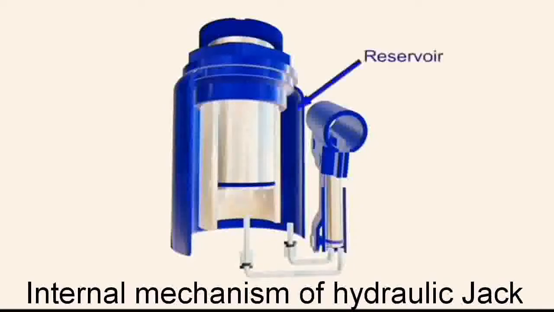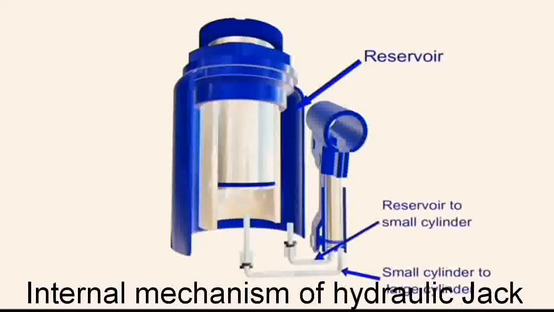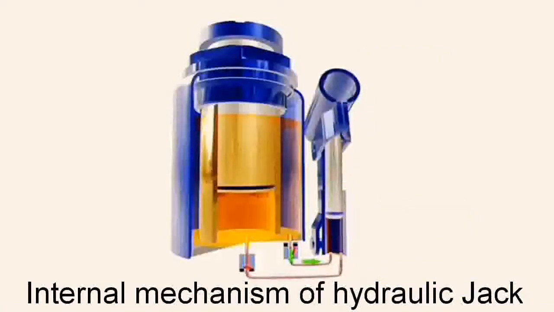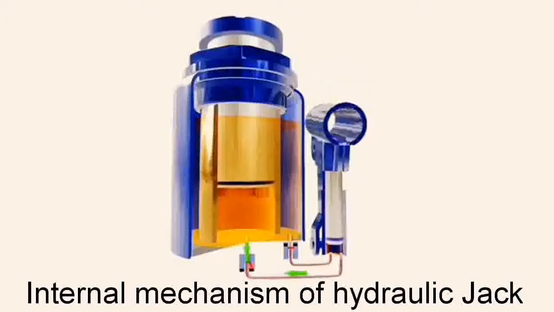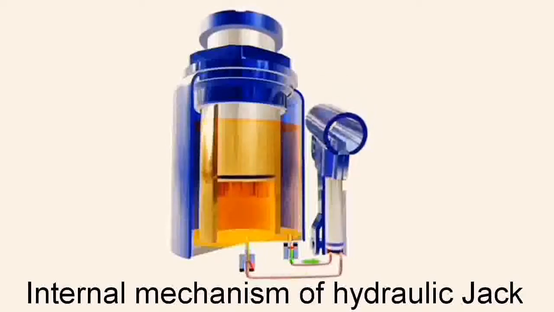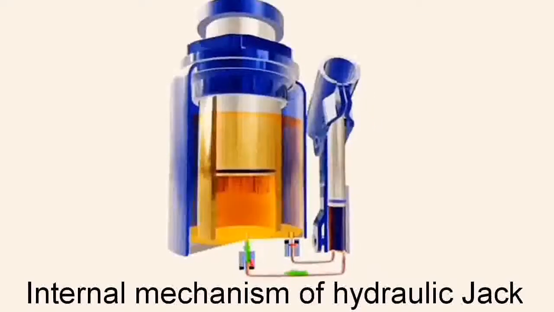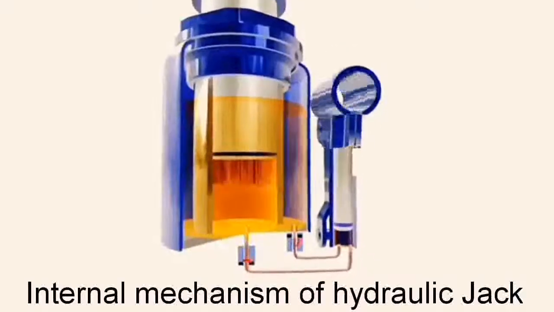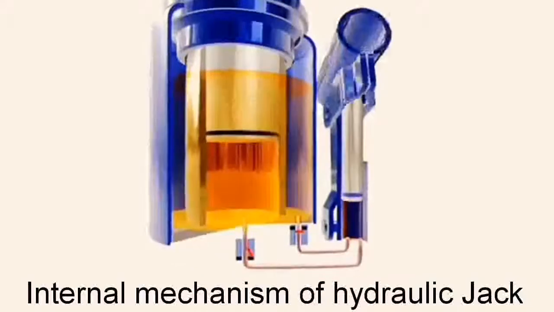Now let's see how the internal mechanism of the hydraulic jack works. It consists of a reservoir to store hydraulic fluid, and a hollow tube connecting the reservoir to a smaller cylinder. Another hollow tube connects the smaller cylinder with a larger cylinder. Now let's see how this mechanism works.